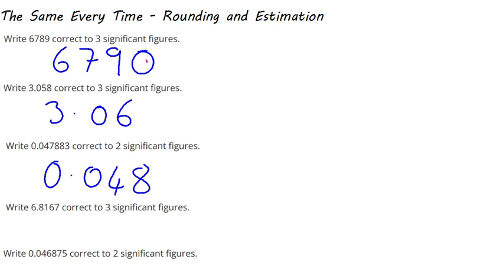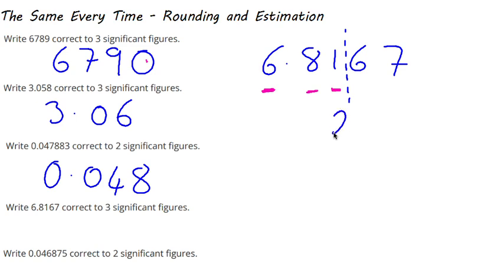Okay, the fourth question, 6.8167 correct to three significant figures. So starting from the left-hand side, there's the first significant figure, the second, the third, and the cutoff point after the third significant figure is there. Look at the next number. Is it a 5, 6, 7, 8 or 9? Yes, it is. So that tells us to round up. The 1 has to round up to make a 2. Everything else stays the same. The decimal point stays in the same place. So three significant figures, 6.82.